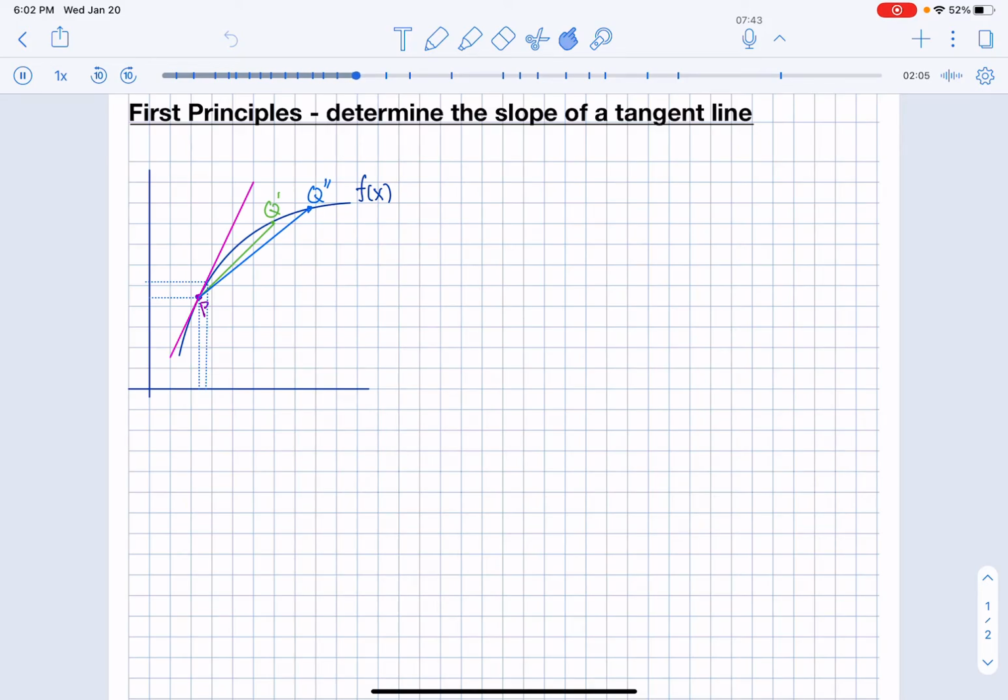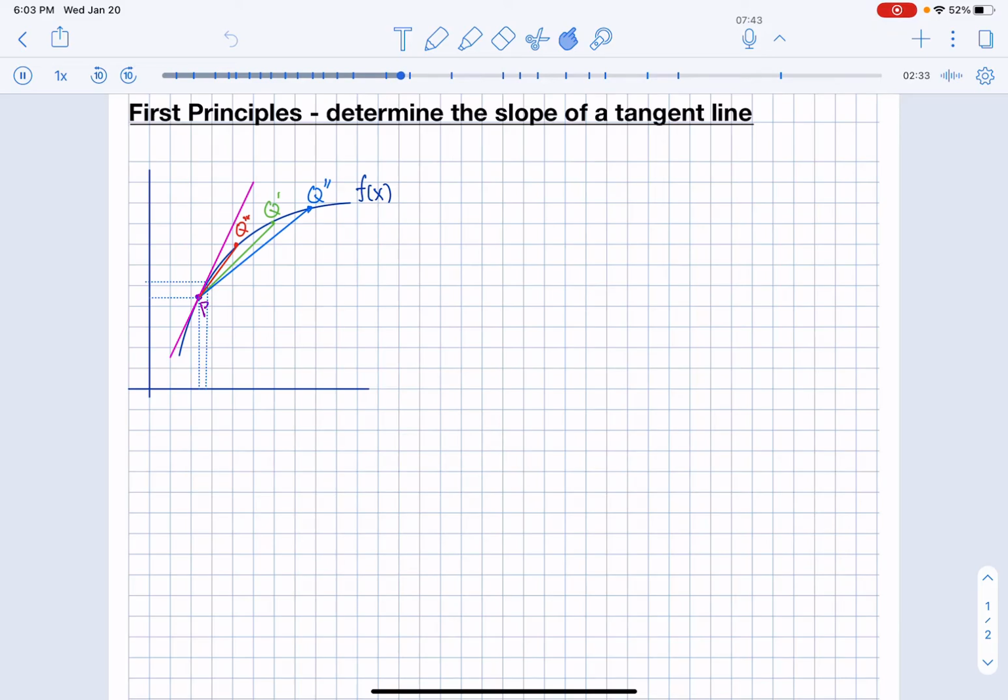So now let's try to pick a different one. So let's call it Q triple prime. This time we're going to choose a point that's closer to point P. And we draw a line segment. As you can see, the slope of the red line is definitely closer to the slope of the pink line. However, those two lines are still not having the same slope. That means we need to choose a better point.